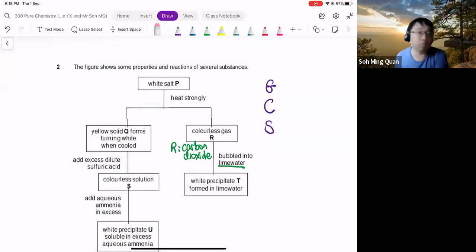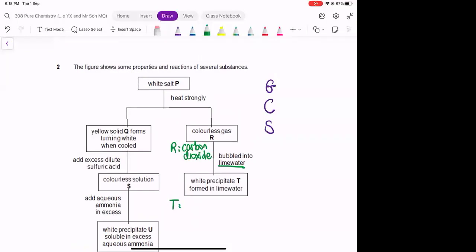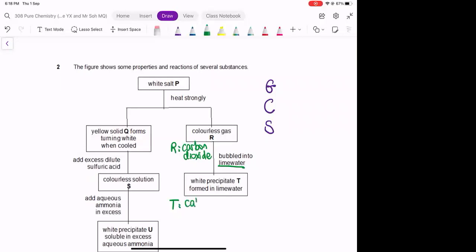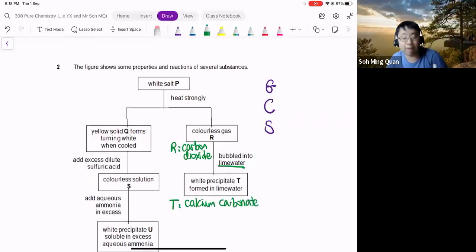So yes, R is CO2. It's bubbled into lime water. It forms white precipitate T. So let's ask someone. All right, Jing Kang, what do you think is white precipitate T formed in lime water? I don't know. I put calcium carbonate. Yeah, it's correct, calcium carbonate. Yeah. It's a standard answer, right?